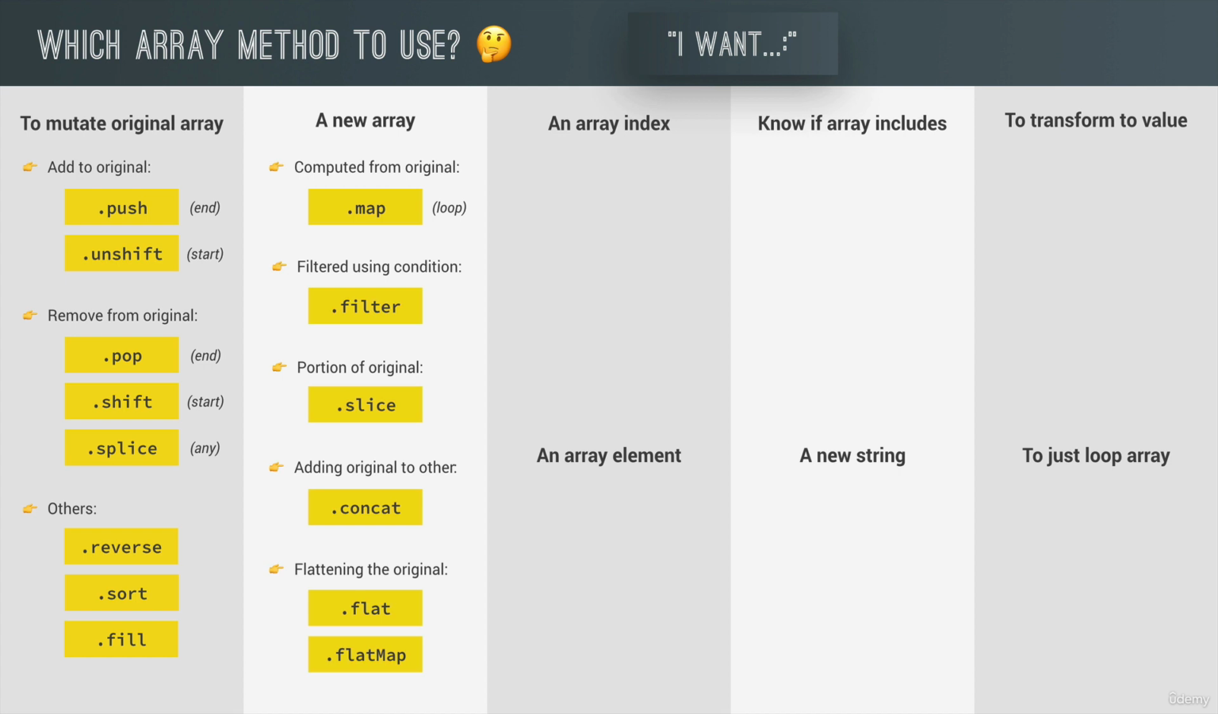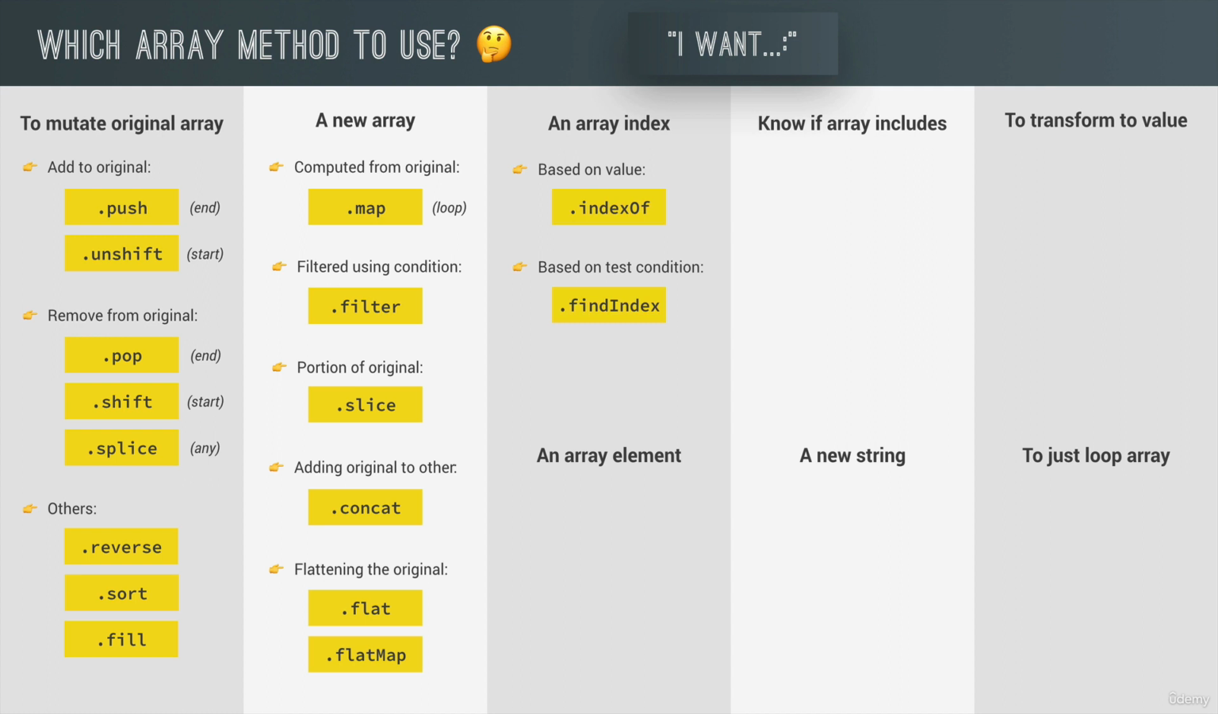So if we want to calculate one array from the original, then we use the map method. And this one we use all the time, as it loops over the original array and creates a new one based on that. We can also create new arrays by filtering for a condition or by taking a slice of the original array. We can also concatenate 2 arrays and create a new array based on that. And finally, we can flatten the original array using flat and flatMap.